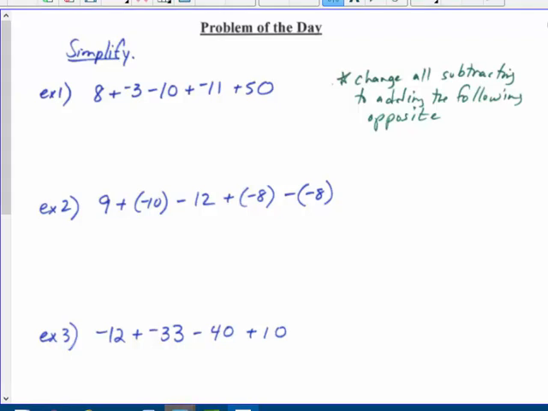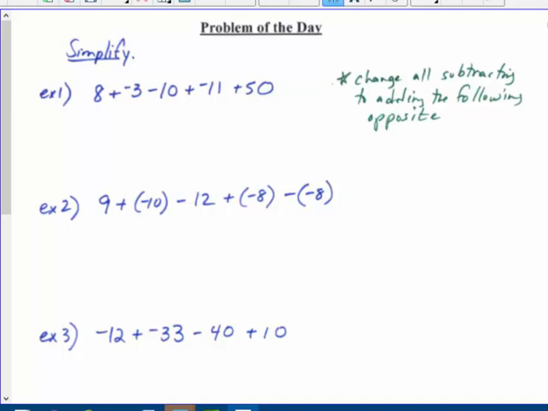Today's video starts on page 41 of your 2B packet. Problem of the day. So simplifying, get an answer. Adding and subtracting integers. Remember to change all the subtracting to add up, adding the opposite of the following number.